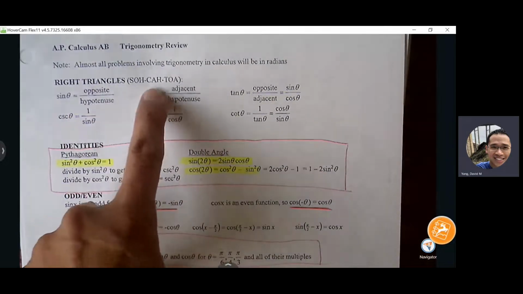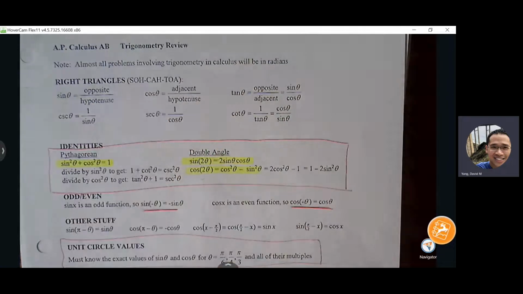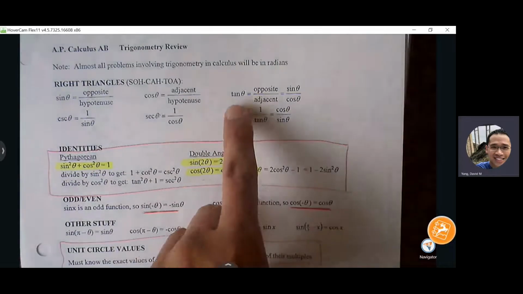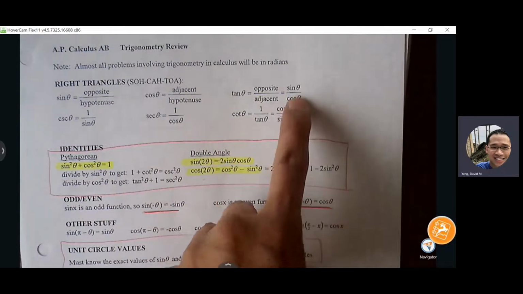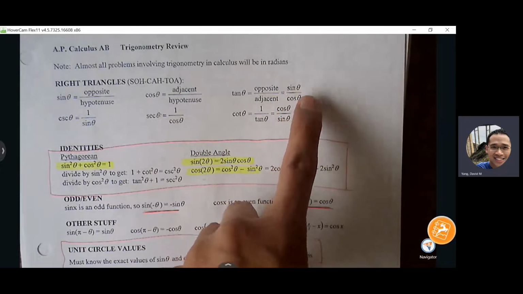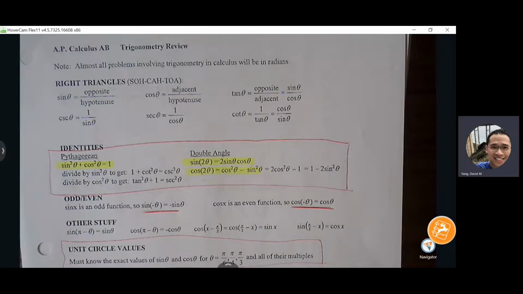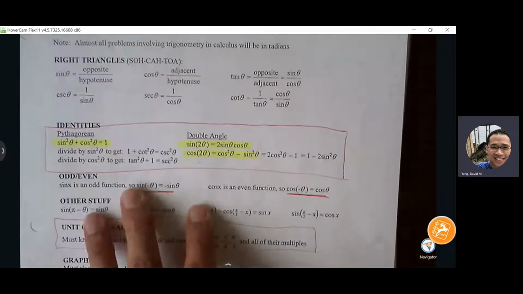We have to know SOHCAHTOA. We have to know the relationship between the inverse functions. Sine and cosecant are inverses. Cosine and secant are inverses. Tangent and cotangent are inverses. But then tangent and cotangent can also be written in terms of sine and cosine. So that, hopefully, we all know pretty well.